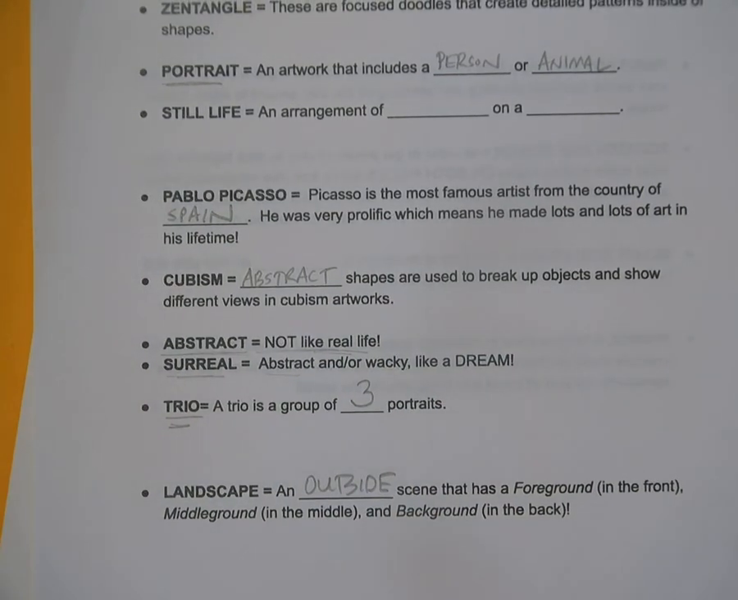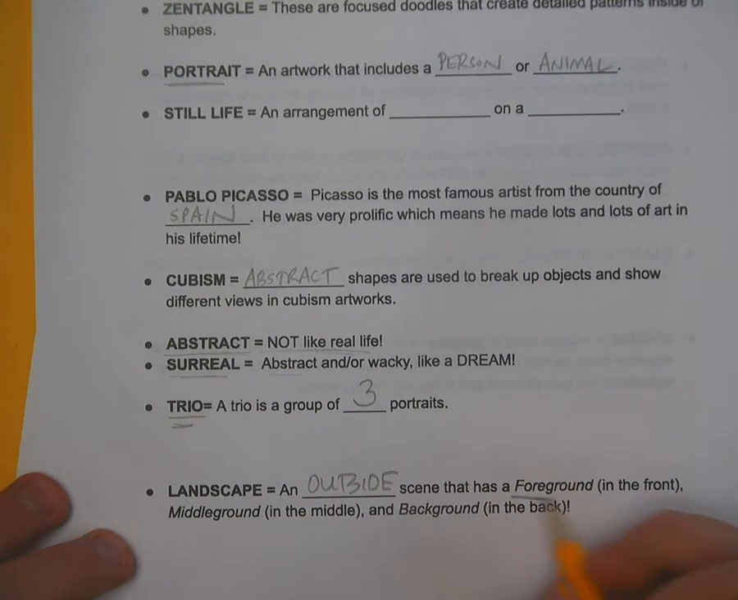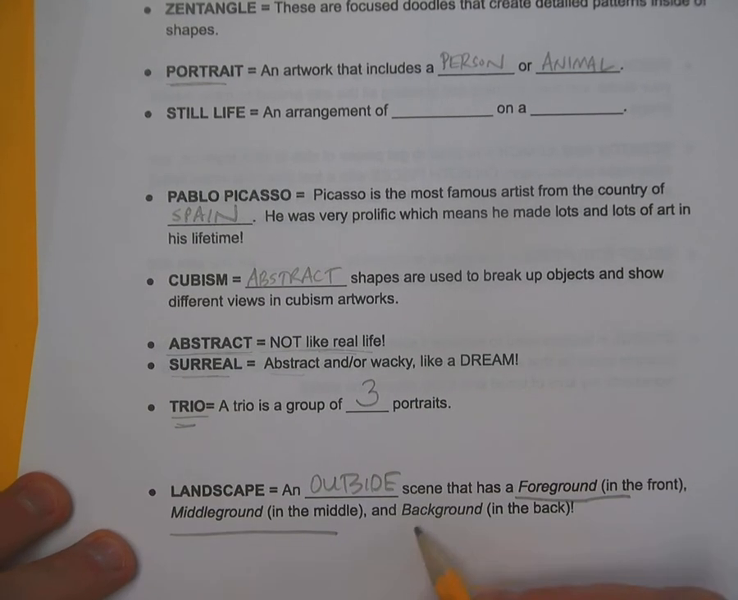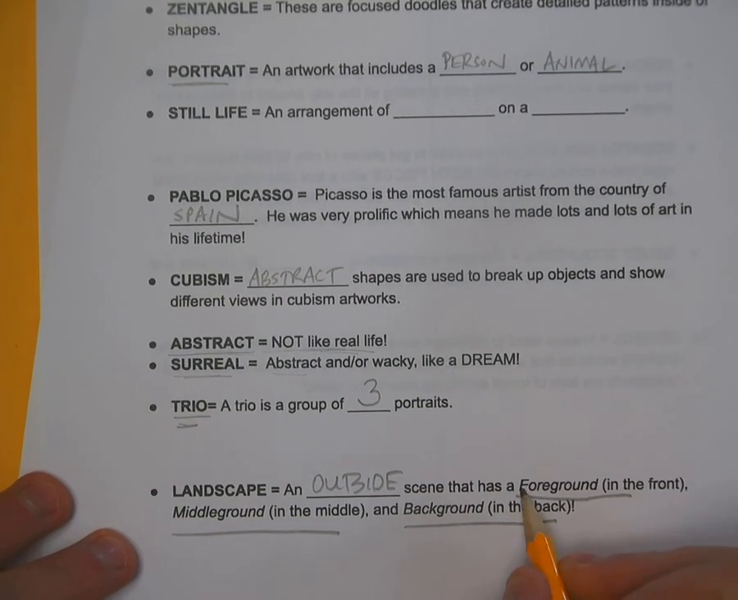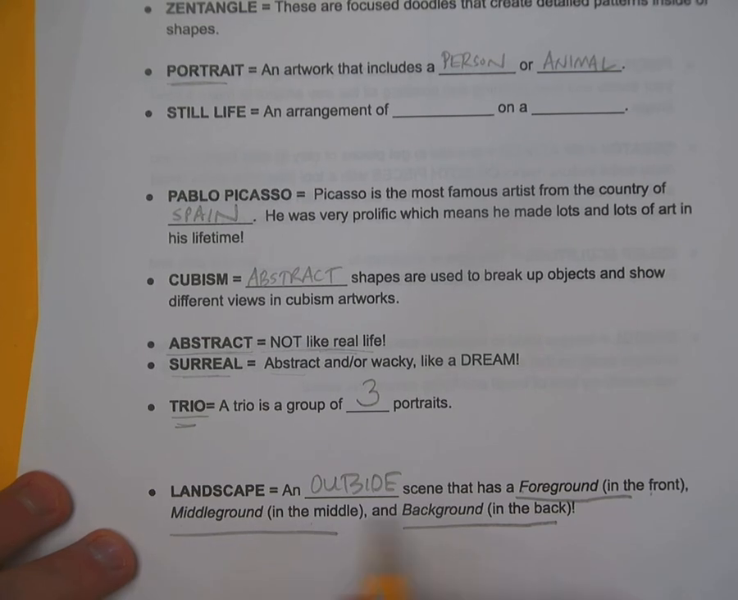that has a foreground in the front, middle ground in the middle, and a background in the back. So outside scene is a landscape. Interior would be inside. But outside has foreground in the front, middle ground in the middle, background in the back. So F for foreground, F for front. Middle, middle, back, back.